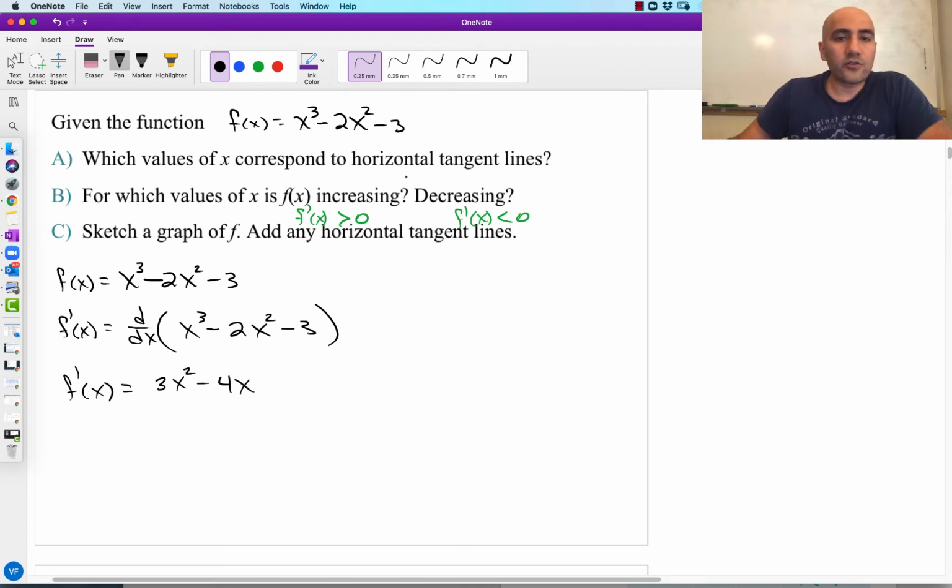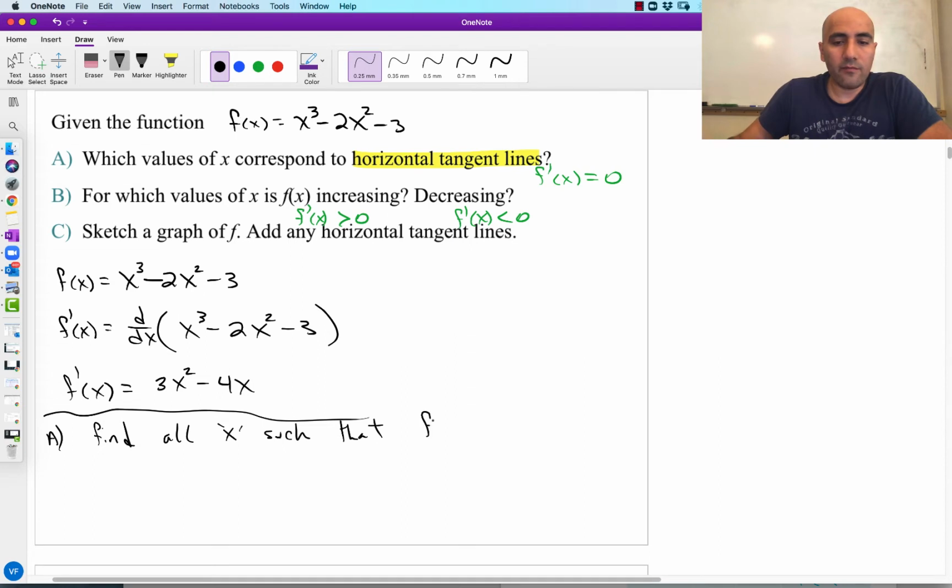For part A, which values of x correspond to horizontal tangent lines? We know that horizontal tangent lines occur whenever f prime of x equals 0. So that's going to be our first order of action here. We already found the derivative, so we got that done. But now, for part A, we're going to find all x such that f prime of x equals 0.